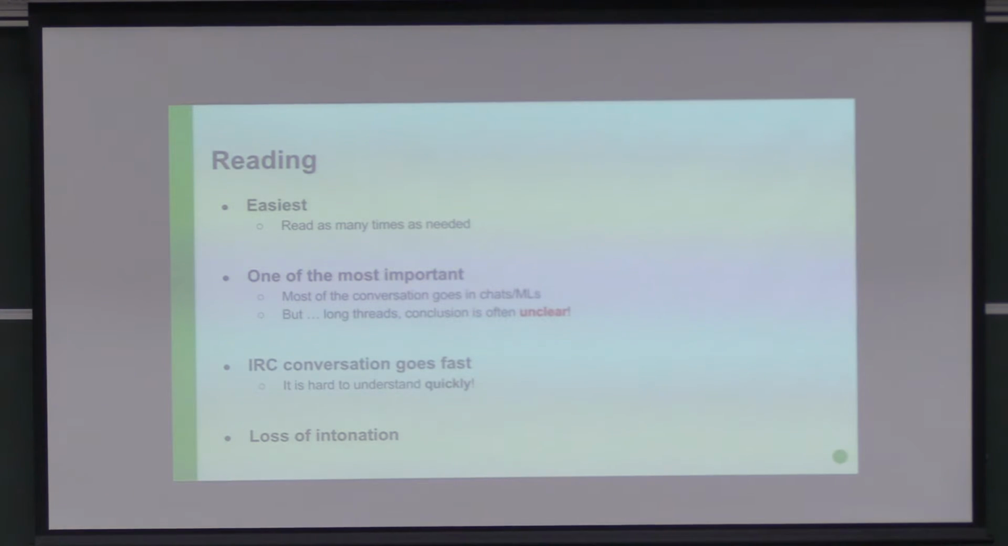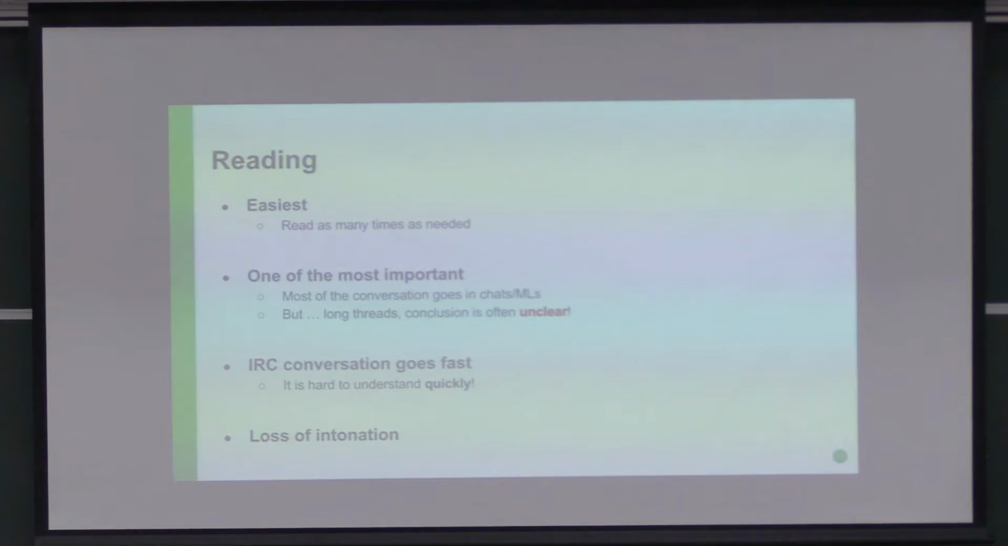But sometimes very long threads happen in mailing lists, and the conclusion is very unclear. It's a very difficult situation for me, especially because there is a conclusion, but I just couldn't understand it, or there is no conclusion. If there is no conclusion, I cannot decide, so I don't understand which is the answer. So sometimes it's very confusing.